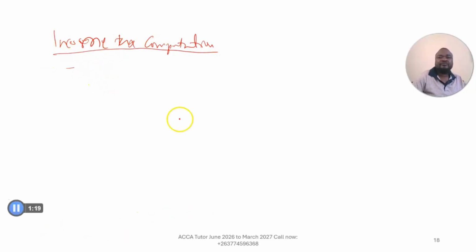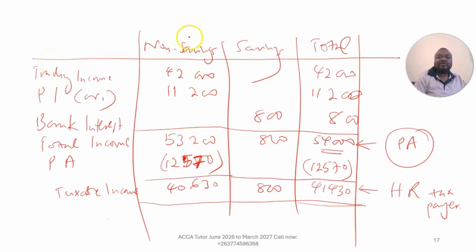Income tax computation. The income tax computation is going to be systematic. So we are going to follow our table, the sequence as determined by our table. Our table starts with the non-savings, then the savings as we proceed. So let's first of all apply the tax on the non-savings income of 40,630.